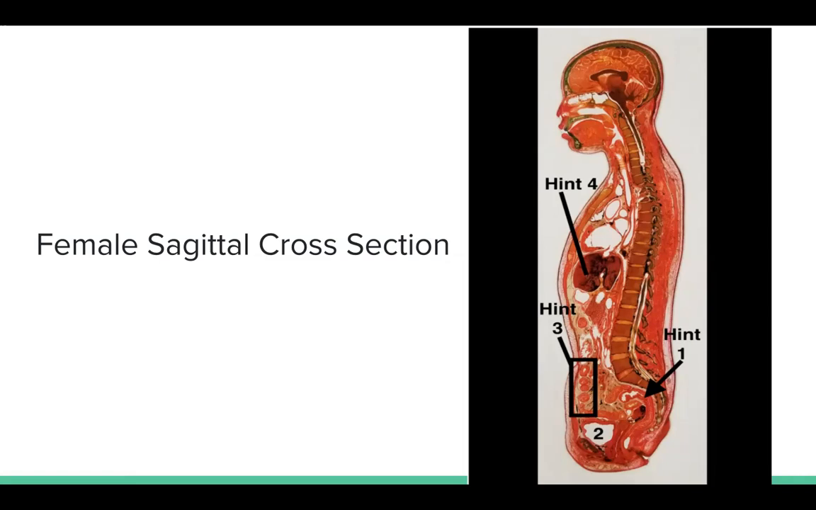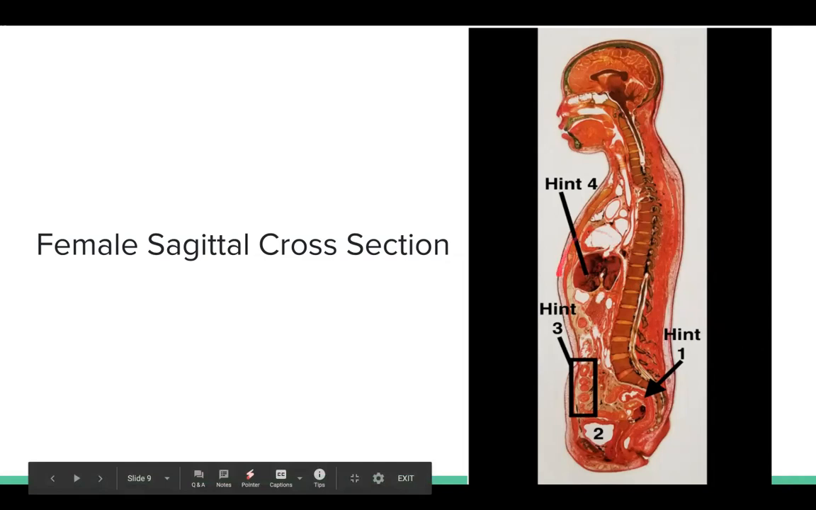Structure number 3 is the small intestine, and the circular makeup of this structure represents the folds that the small intestine contains, which function to increase its surface area. And then structure number 4 is the liver, which you can identify due to its 2 parts or lobes seen here.